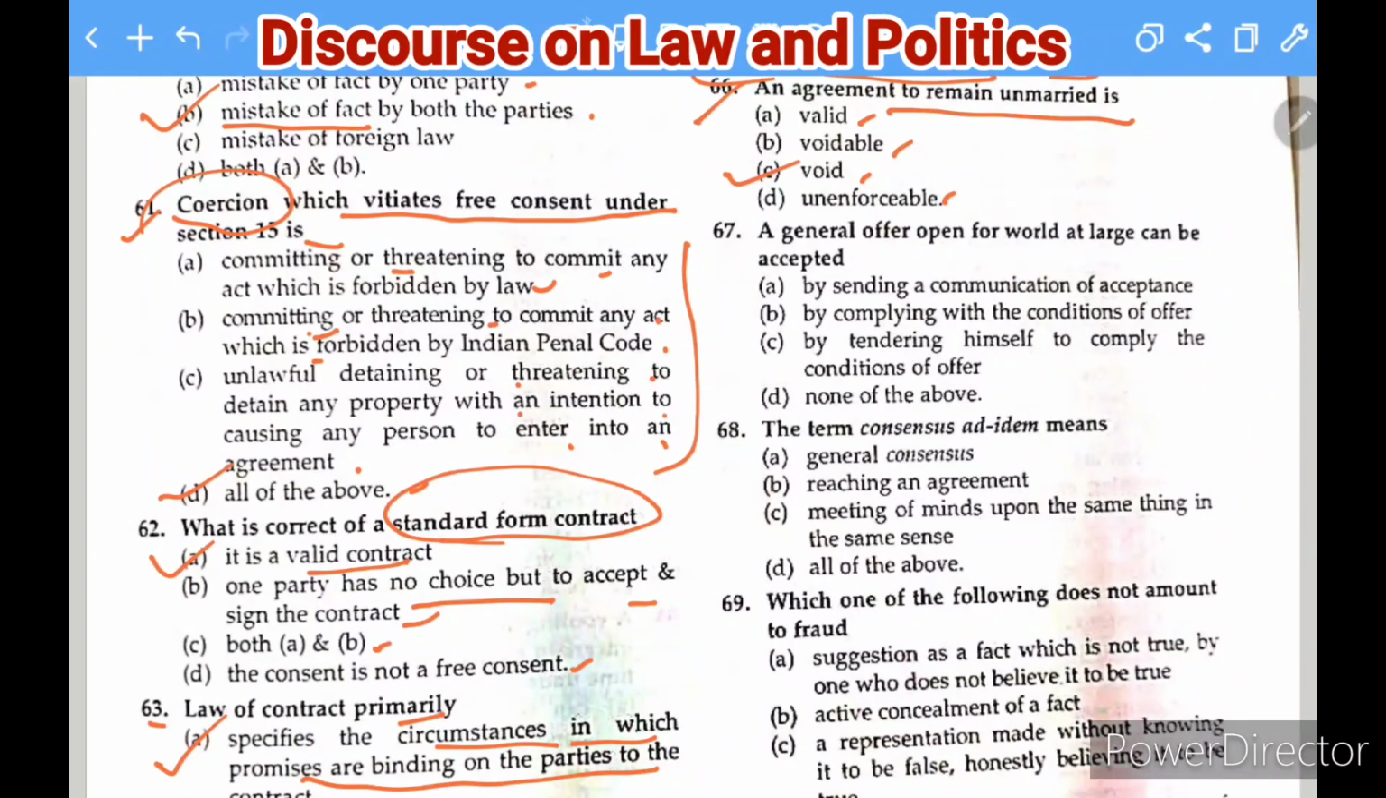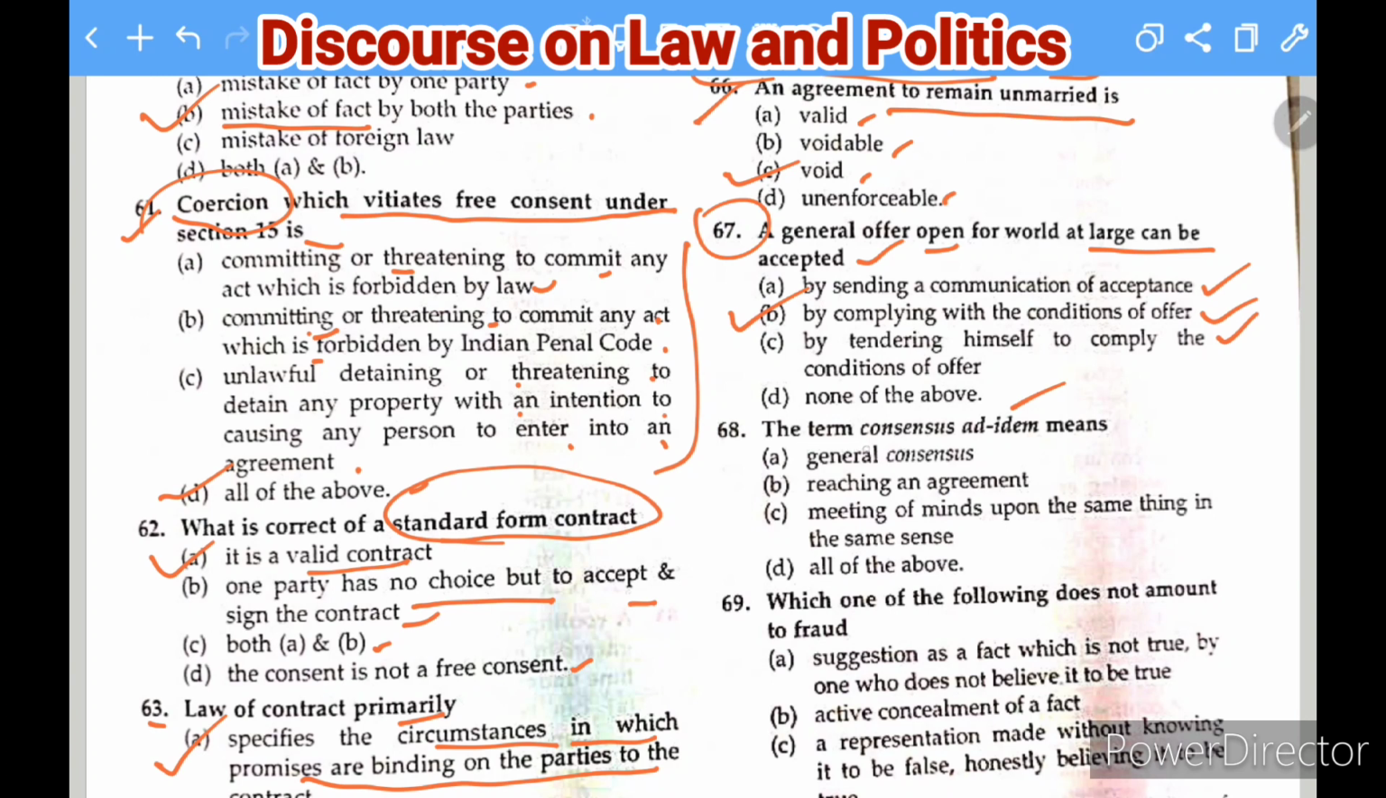Moving to the next question, question number 67 here. A general offer open to the world at large can be accepted by sending a communication of acceptance, by complying with the conditions of offer, by tendering himself to comply with the conditions of offer, none of the above. If you just see this one, you will find that simply by complying with the condition of offer, a person will be able to do a kind of acceptance. So therefore option B is correct.